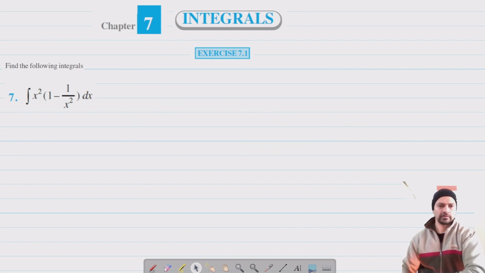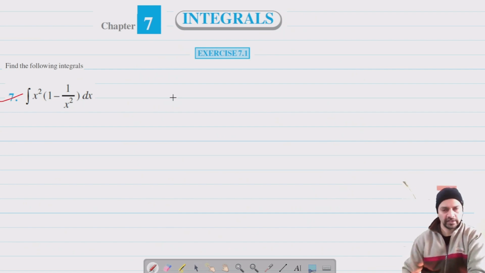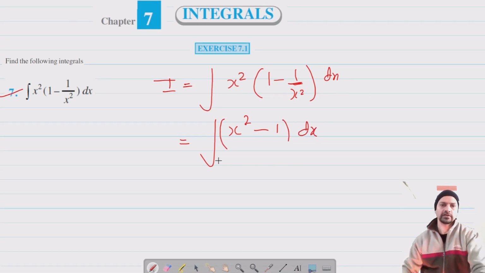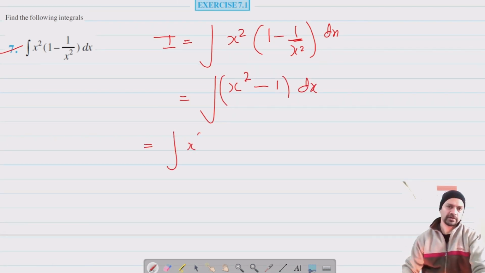Okay, so for question number 7, we have to find the integral. Let's say this is our integral: x square into 1 minus 1 by x square into dx. Let's open the bracket. So it's x square minus 1 into dx, which can be separated into two different integrals: x square into dx minus 1 into dx.